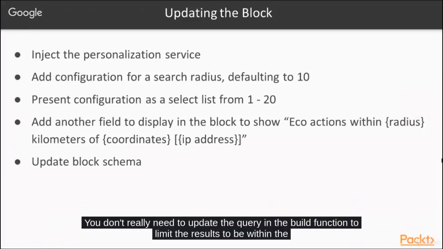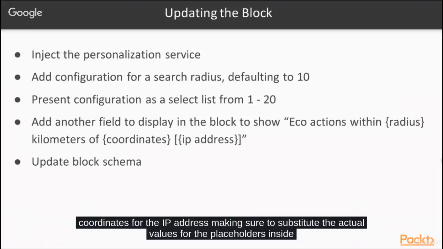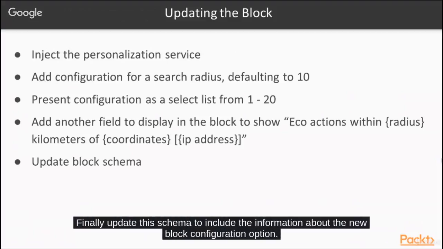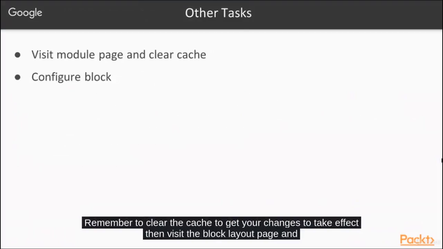You don't really need to update the query in the build function to limit the results to be within the desired radius. Instead, you will just add some text to the block that reads, eco actions within radius kilometers of coordinates for the IP address, making sure to substitute the actual values for the placeholders inside of the curly braces. Finally, update the schema to include the information about the new block configuration option. Remember to clear the cache to get your changes to take effect.